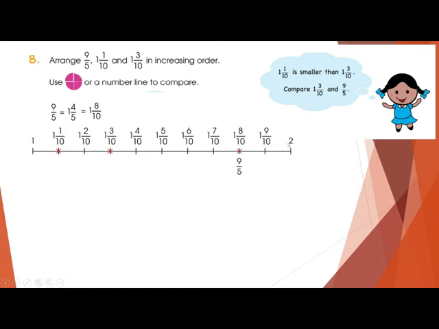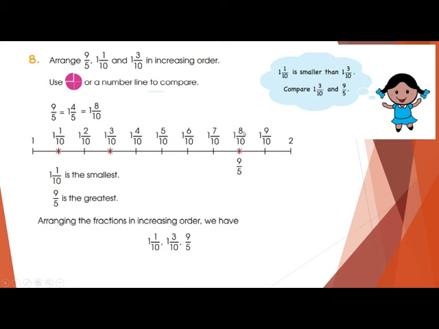So what will be the increasing order? Increasing means moving from left to right. First you have to write the smallest value, which is 1 upon 10. The second value is 3 upon 10, which is greater than this one. And the greatest value is 9 upon 5, which is equal to 1 whole 8 upon 10.